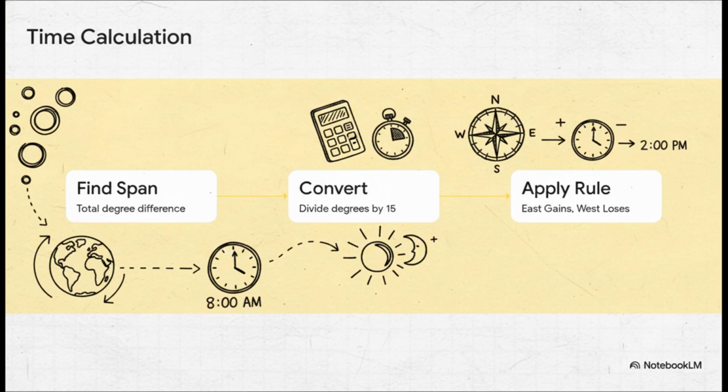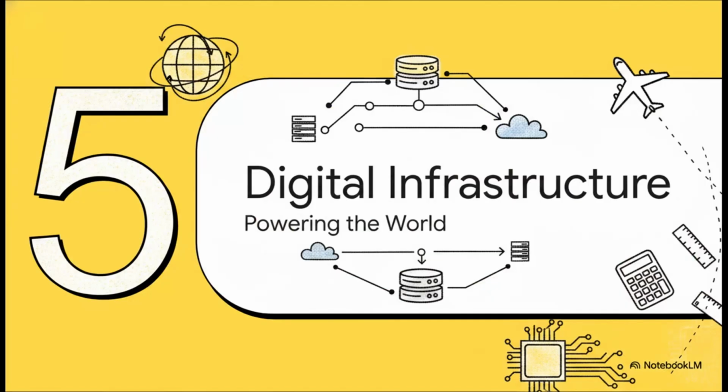Step 3. Apply the rule. Since our destination is east, it gains time. 8 a.m. plus 6 hours? Boom. The local time at your destination is 2 p.m. Simple, perfect mathematical logic. Let's zoom out now for our final part, Section 5, powering modern digital infrastructure.